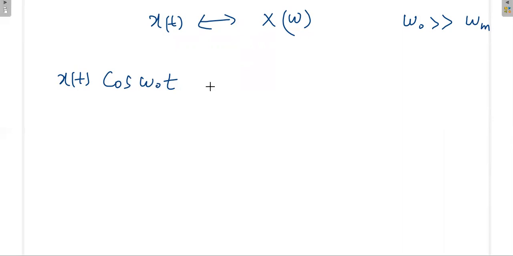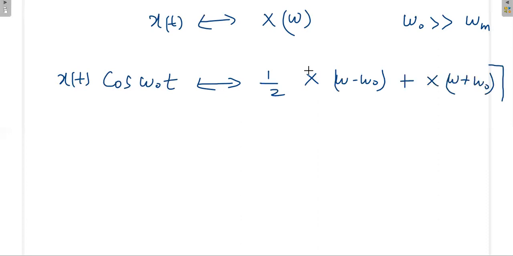Then what is its corresponding Fourier transform pair? The corresponding Fourier transform pair is 1/2 [X(omega minus omega naught) plus X(omega plus omega naught)]. So that means x(t) is the time domain signal, and its spectrum is X(omega). When you multiply x(t) with cos omega naught t in the time domain, what is happening? The spectrum in the frequency domain is shifting both to the right side as well as the left side.